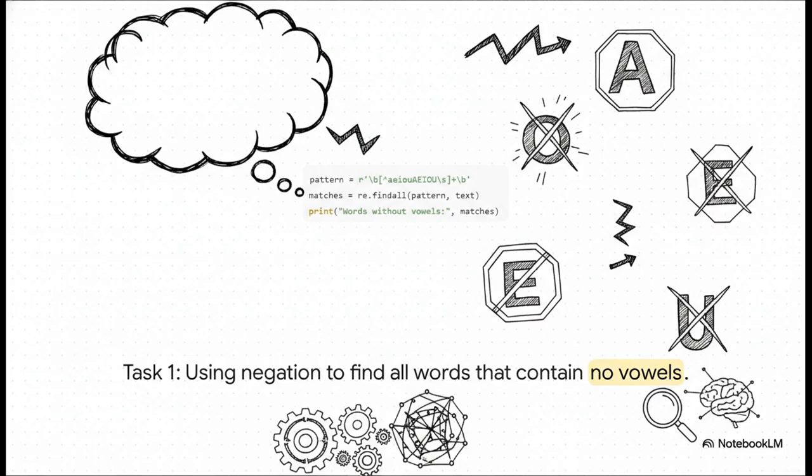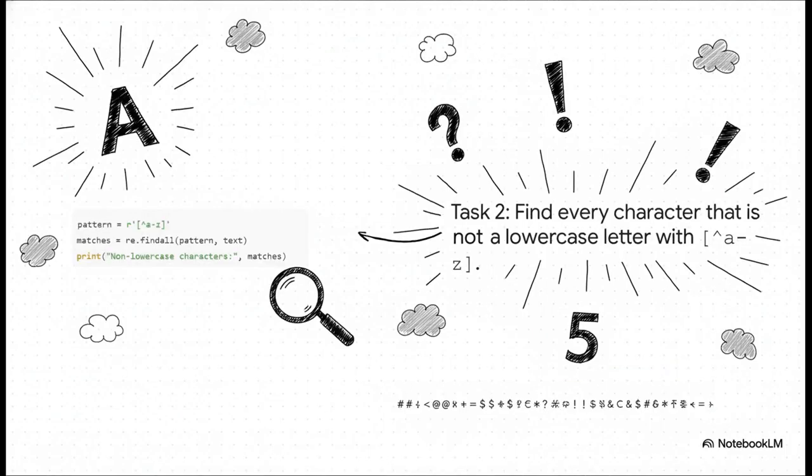Inside the brackets, we see our little friend, the caret, which means not. And what are we telling it to not find? All the vowels, upper and lowercase, plus that \s, which means any white space. The plus sign at the end just means one or more characters. So, putting it all together, this thing is looking for whole words made up of characters that are not vowels and not spaces. Okay, let's try something a little simpler.